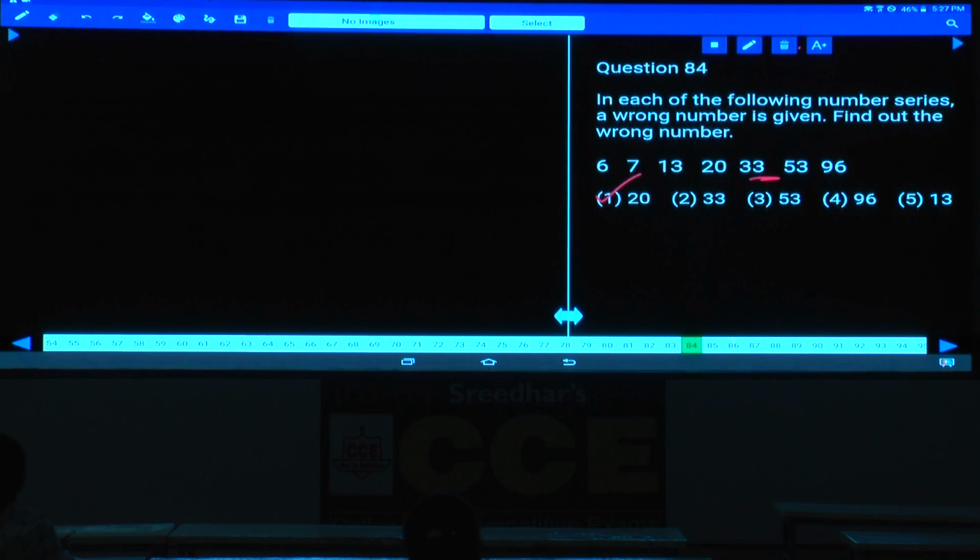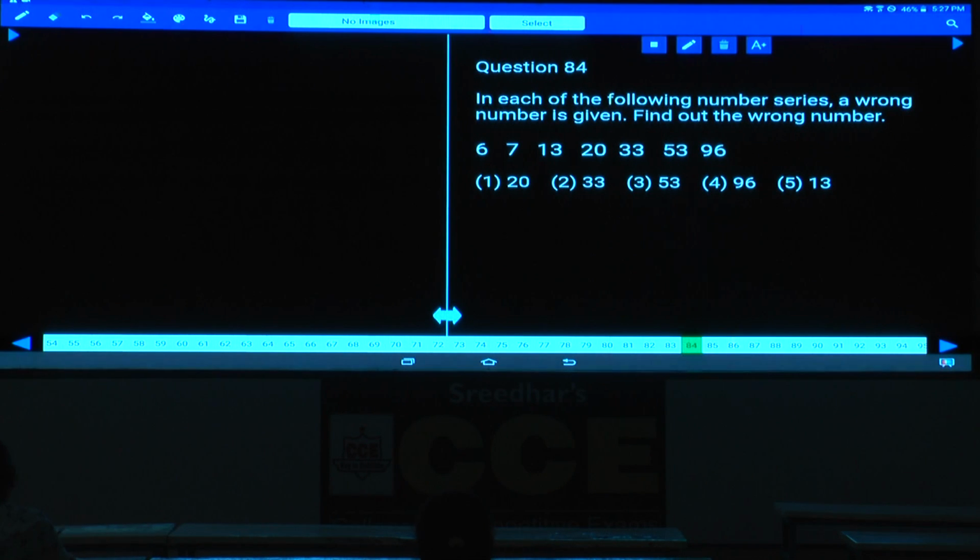No, sir. It comes under which category? It comes under Fibonacci series. What is Fibonacci series here? 6 plus 7 is equal to 13. 7 plus 13 is 20. 13 plus 20 is 33. 20 plus 33 is 53. 33 plus 53 is 86. Now here it is given as 96, that is the wrong number. Clear now? Now Fibonacci series: 6 plus 7 is 13, the sum of the first two numbers equals the third number. And that was question number 84, next question number 85.